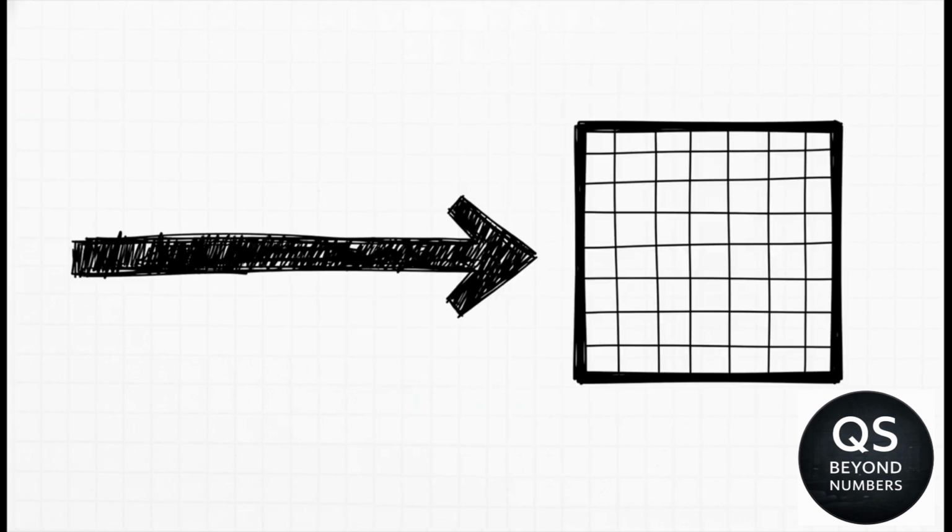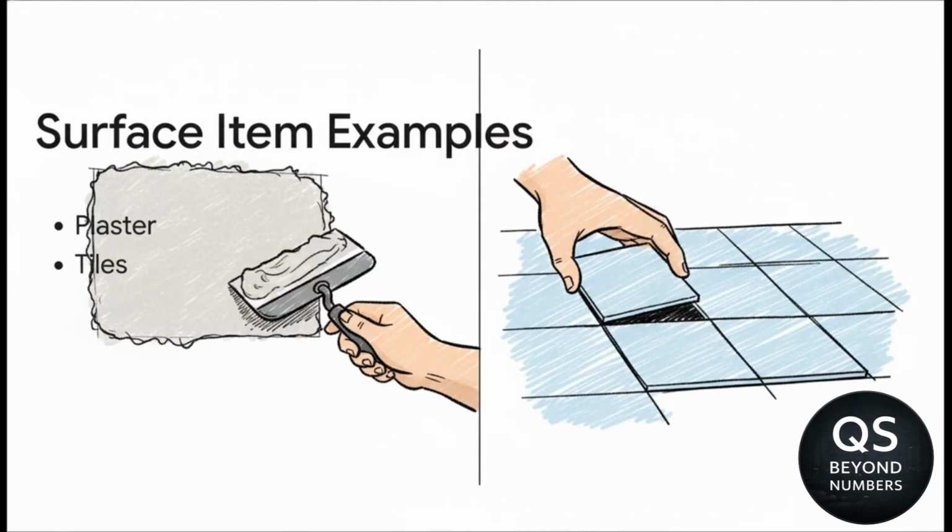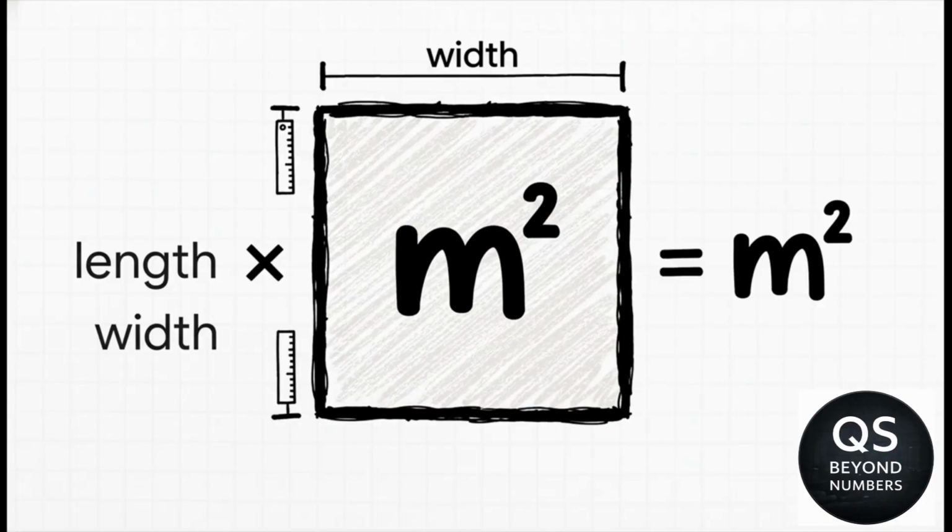Okay, so let's build on that. We've just handled one dimension, length. Now let's add a second one. We're moving from a line to a flat surface. We're talking about items that cover an area. Think about plaster going on a wall or tiles covering a floor. Sure, the thickness of the plaster matters for how much material you need, but the primary cost, the main driver, is the surface area you've got to cover. So it just makes sense, right? The unit here is square meters. It's simply length times width. This one calculation tells a contractor exactly how much plaster to order, or exactly how many boxes of tiles they're going to need to get the job done.